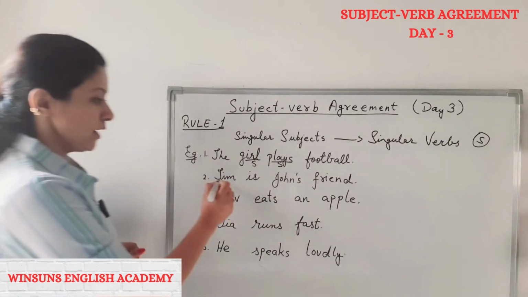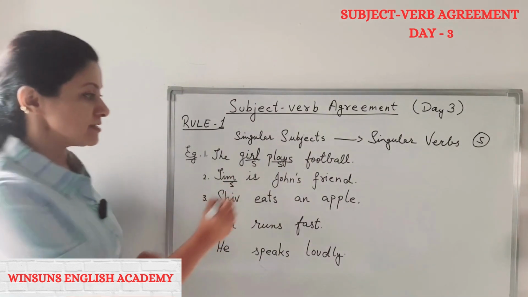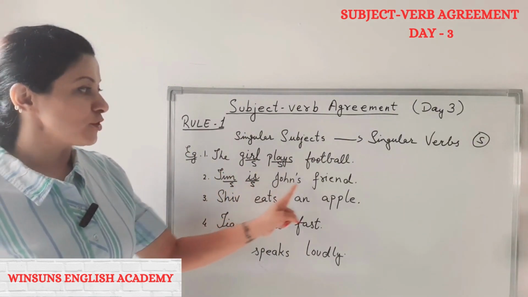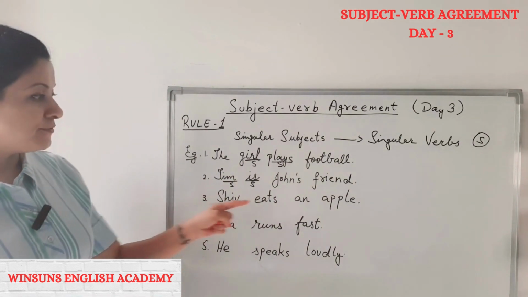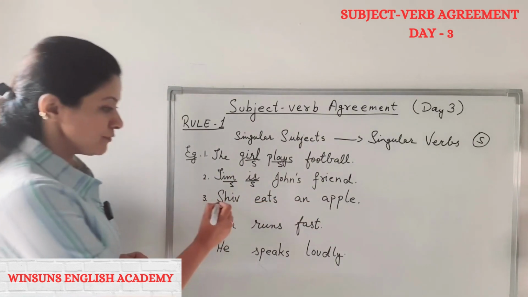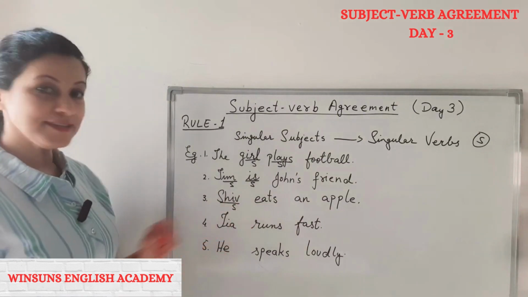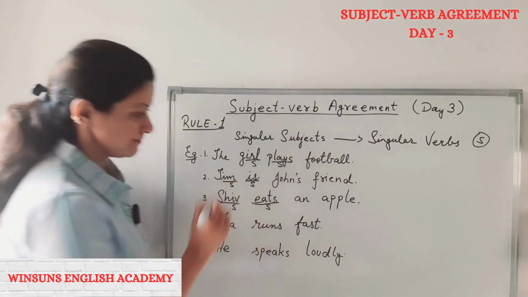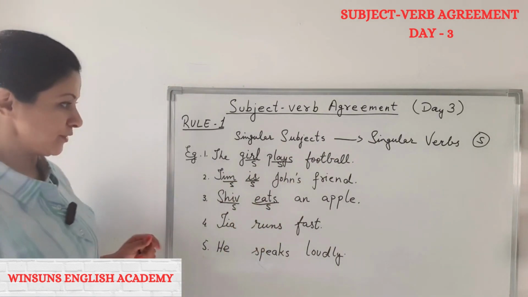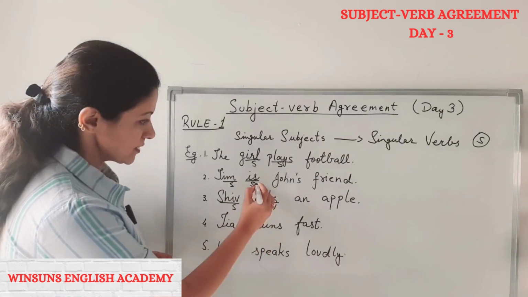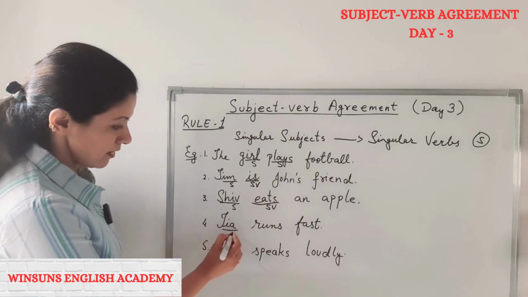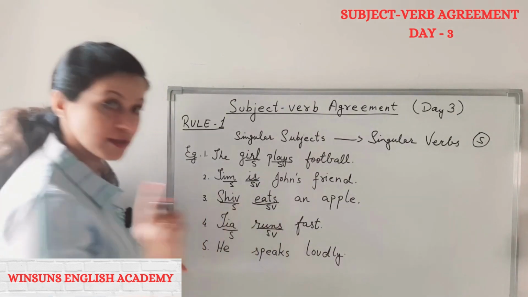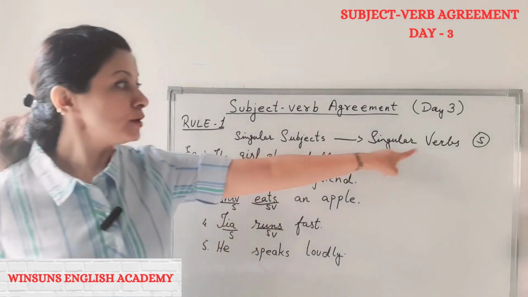Tim, how many? 1. Singular. Tim is also singular, helping verb. Tim is John's friend. Next, Shiv eats an apple. Shiv, how many? 1. Eats, verb takes an S, right? So this one is our verb. This is singular. Let me write SV here. Now, Tia, how many? Singular, right? So we have runs, not run, because singular verbs take an S.